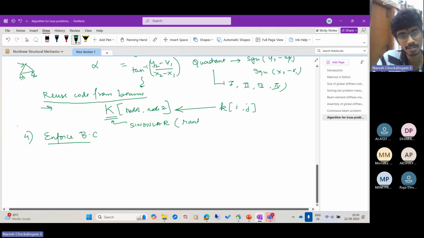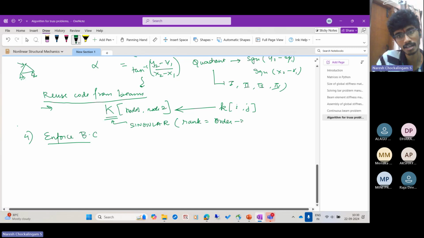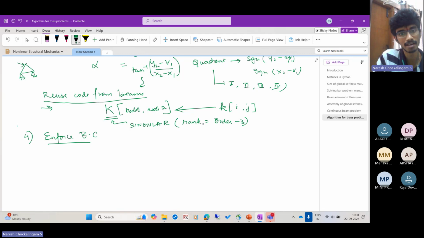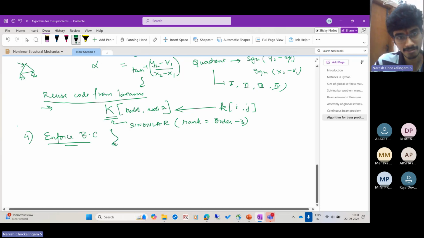The rank of the matrix will be less than the order. And how much less than the order? It will be the order minus 3, because there will be 3 rigid body modes: translation along x, translation along y, and rotation. So this singular matrix will have a rank which is order minus 3. So of course it's less than the order. So enforce the boundary conditions. Therefore, the singular matrix will become solvable.